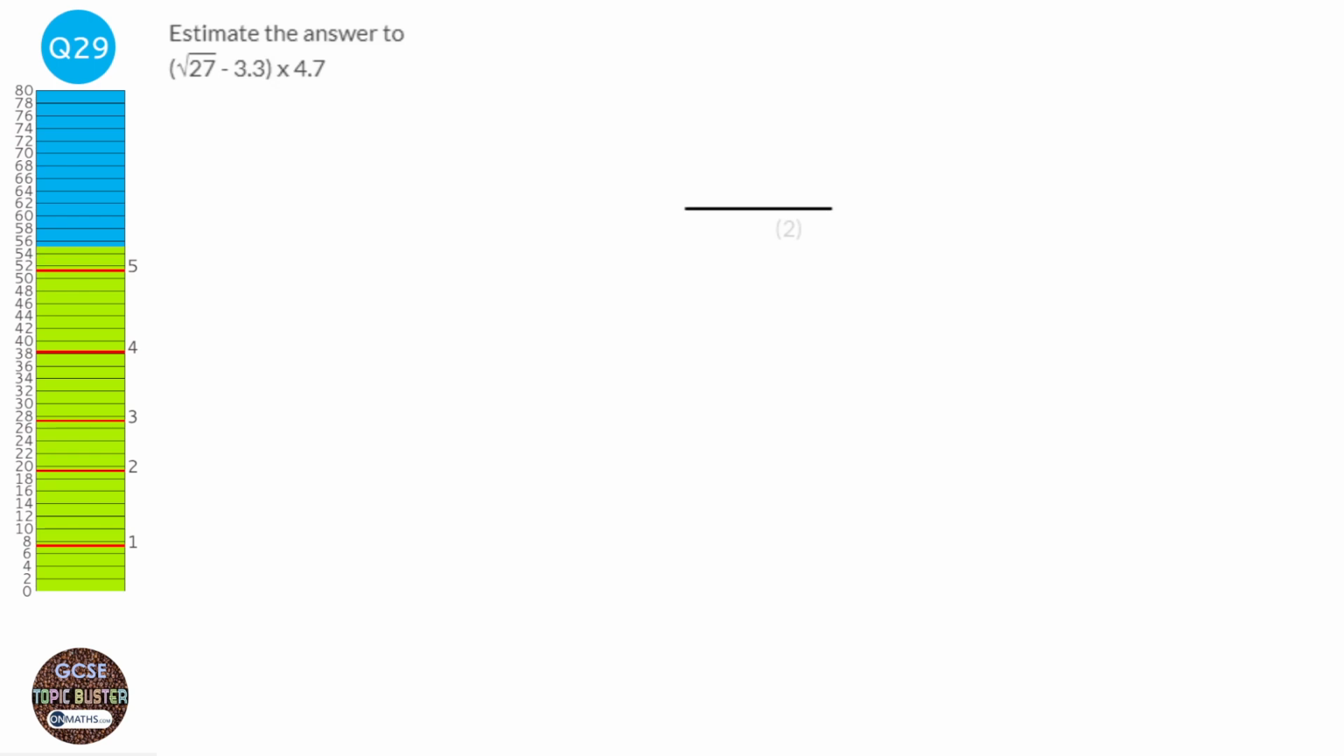When we estimate, we normally round to one significant figure. So what I'm going to do is just rewrite this question, but rounding everything to one significant figure. But I'm just going to miss out this square root for now. So 3.3 will just be 3, and 4.7 would just be 5.